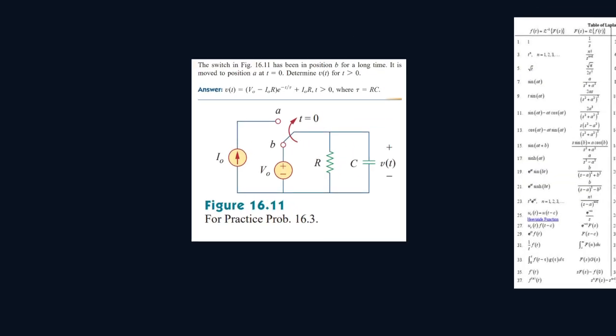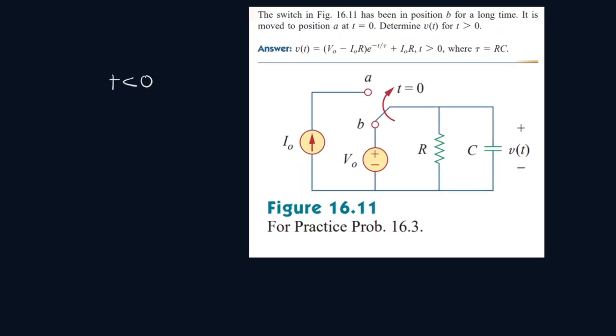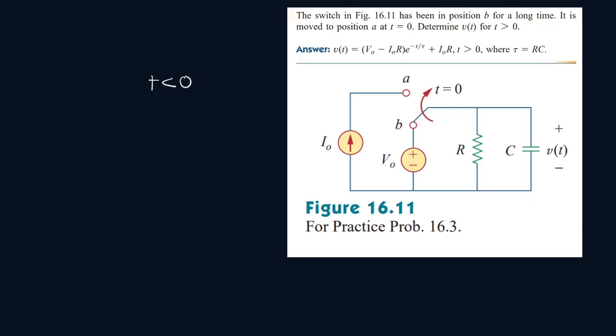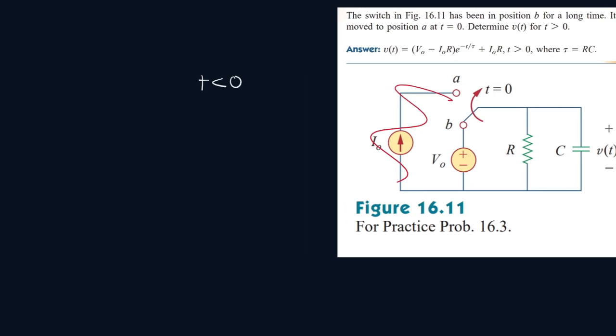Okay, so for the following, we will have to find the formula for v of t using Laplace. So let's first work with the circuit for when t is less than 0, so that way we can find the initial condition of v of t. When t is less than 0, the switch is at this position, so we can just ignore all of this. So we have the following.